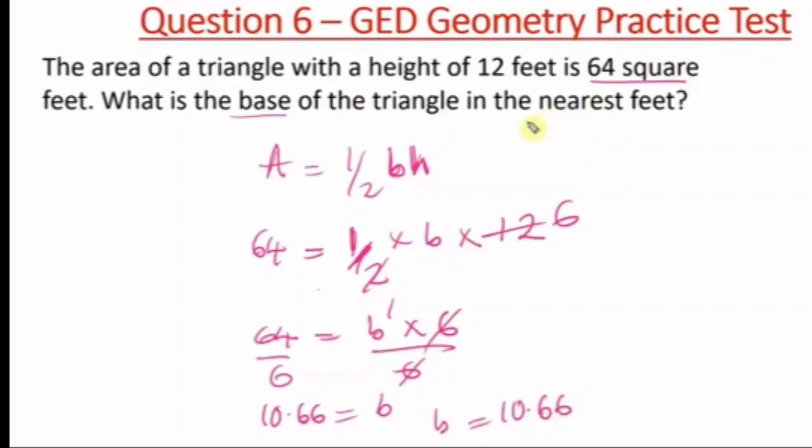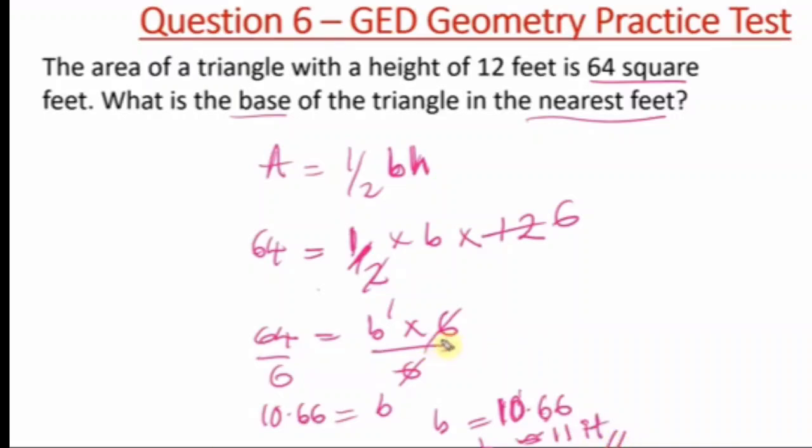But here it says to the nearest foot. To the nearest foot means we're looking at the whole number. So we have 10 here. Immediately after the decimal point, is this number greater than or equal to 5? It is greater than 5, so we can round up by adding 1 to the 10, which gives us 11. So to the nearest foot, our base is 11 feet. Do you see that? This is our answer.